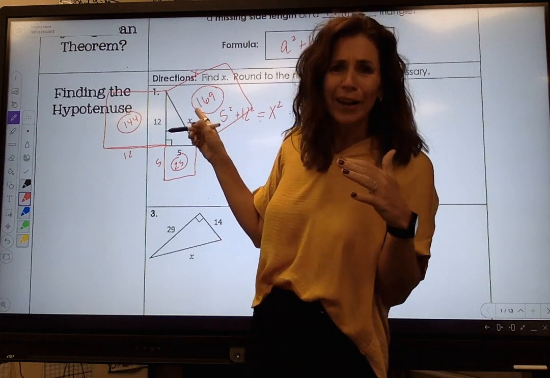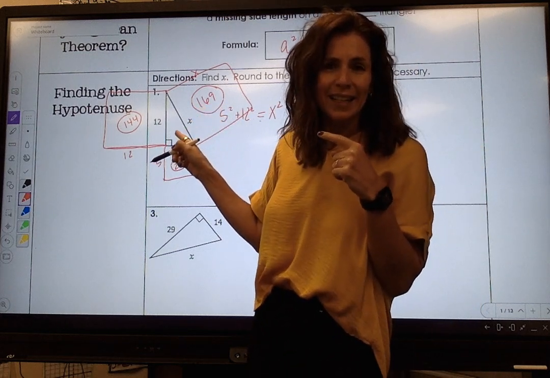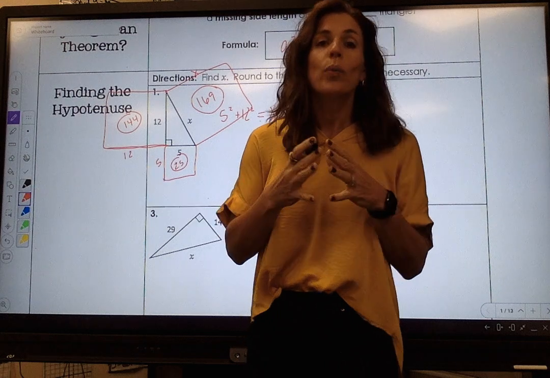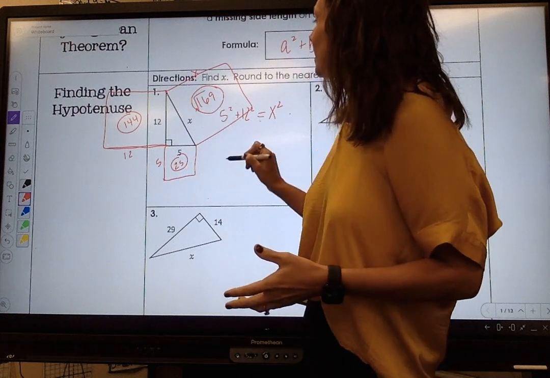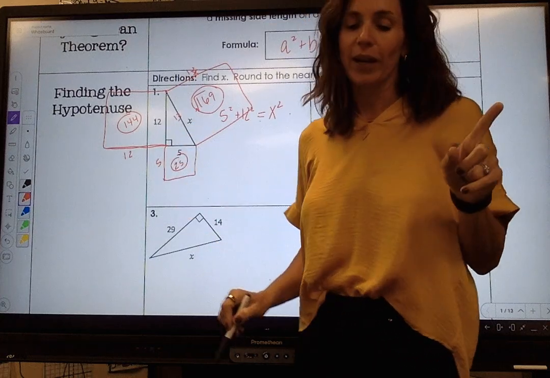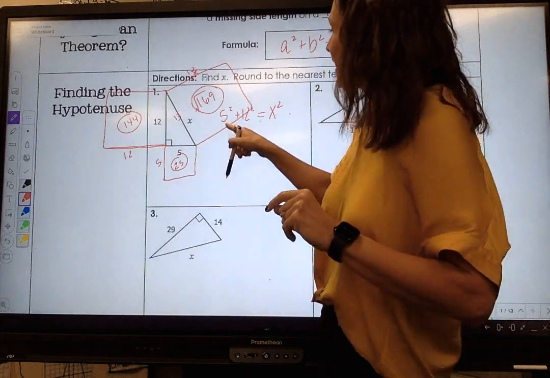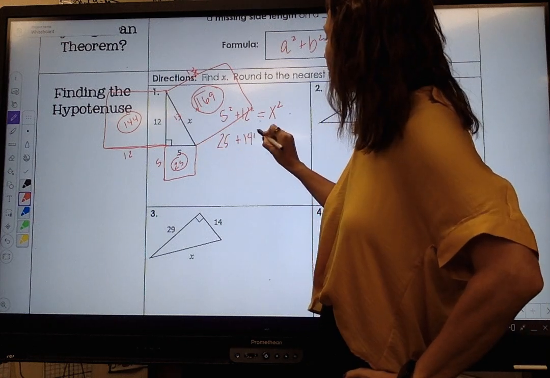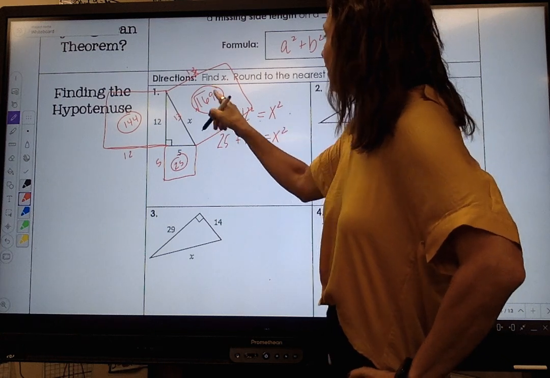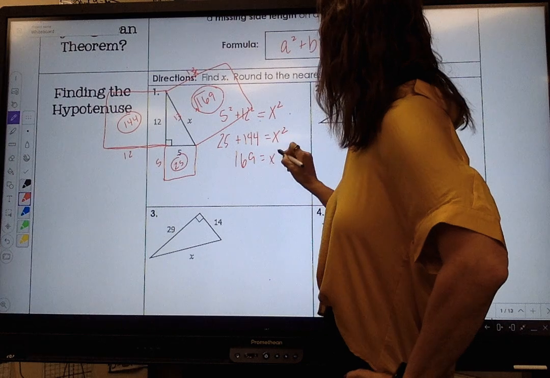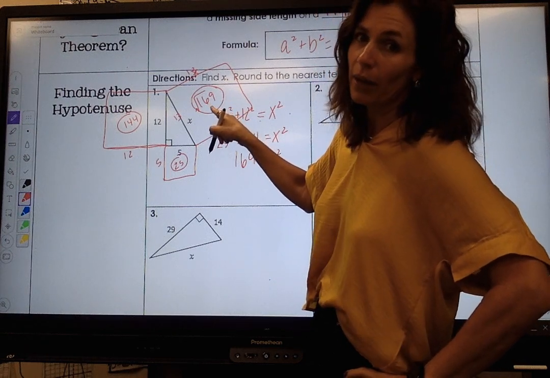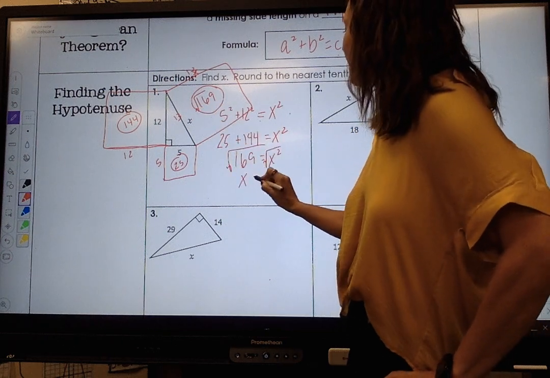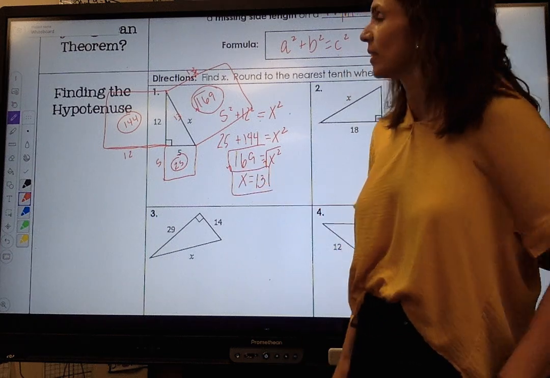So I don't care that this is 169. I just don't. I want to know the length of the leg. So how would we do that? We take the square root of 169, and that's how we get 13. So let's take a look at that formula. It says you add 25, and then you add 144, and that is going to equal this whole area of the hypotenuse, right? But I don't care about the whole part. I just want the square, so we take the square root, and we get x equals 13.